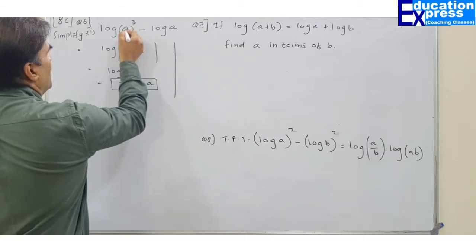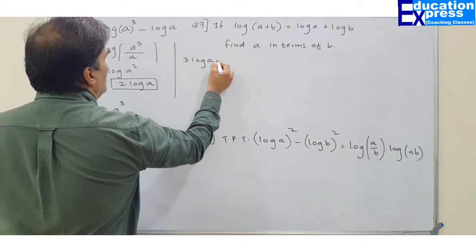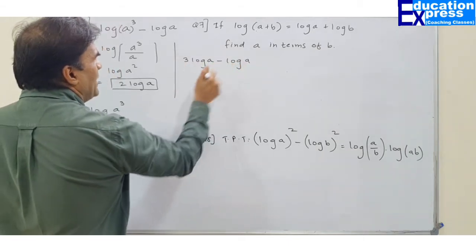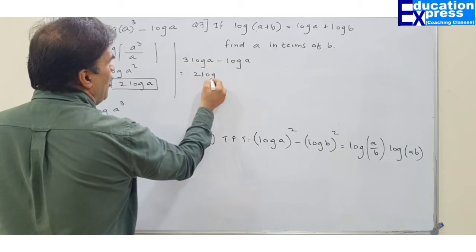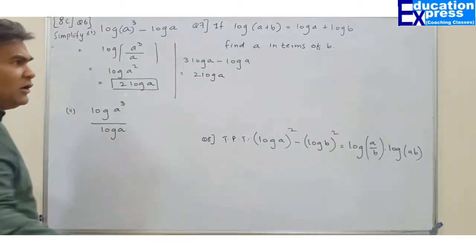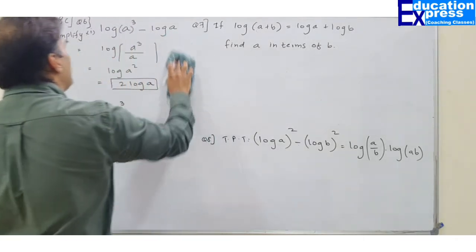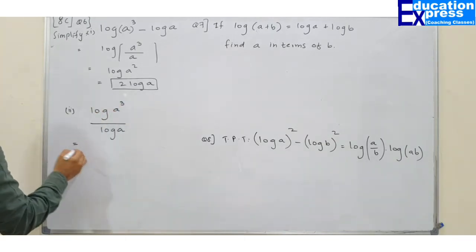Log a cube can be written as 3 log a minus log a. 3 apple minus apple. So 3 log a minus log a, 2 log a. That is also a correct way of doing it. So whichever way you feel comfortable using the property, you can do it.